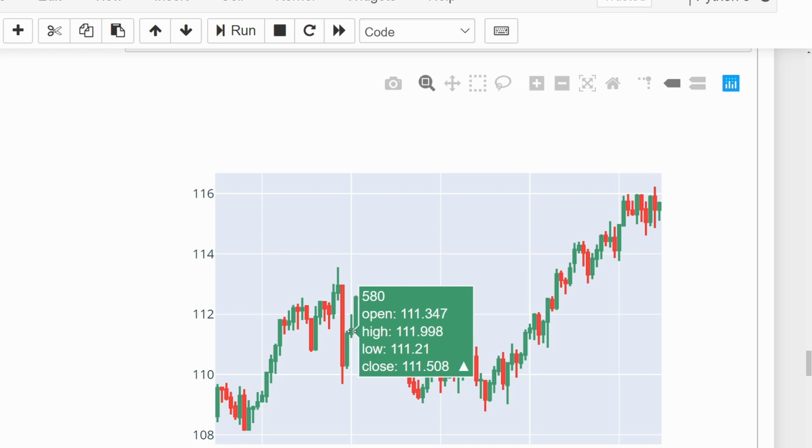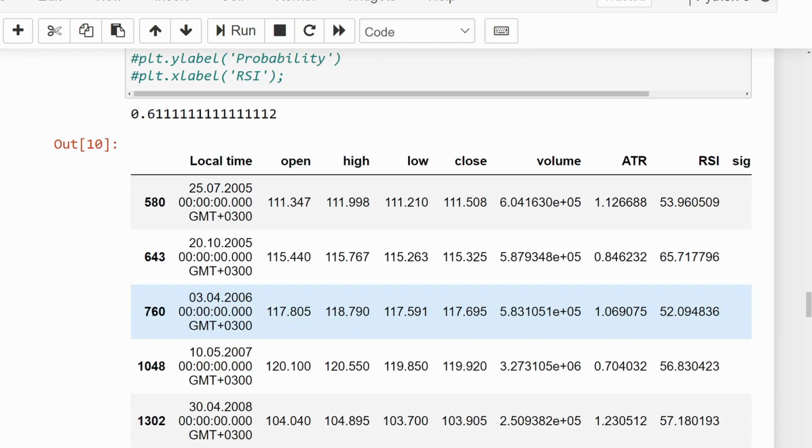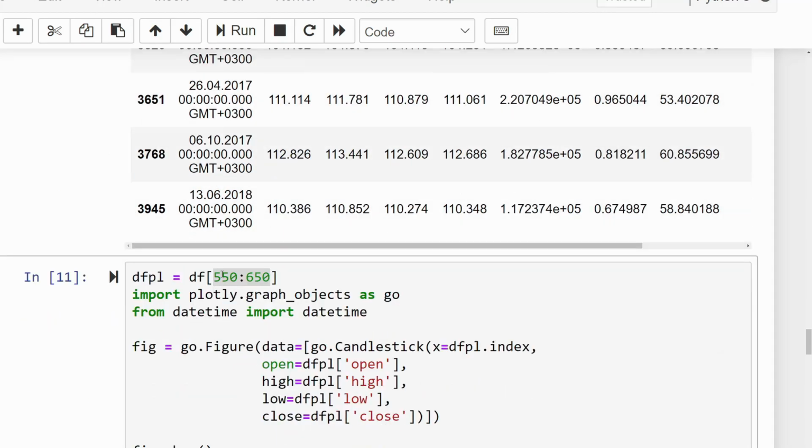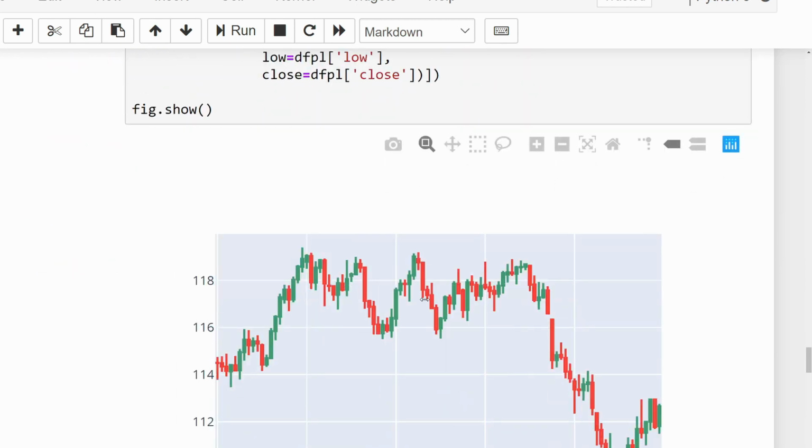Although remember that we are also taking into account the RSI. So both these signals were not enough to prevent my model from giving me a false positive in this case. We can go ahead and check another one, for example, the number 760, candlestick 760. In this case, I will plot candlestick 700 until, let's say, 800, and I will go and check the 760.